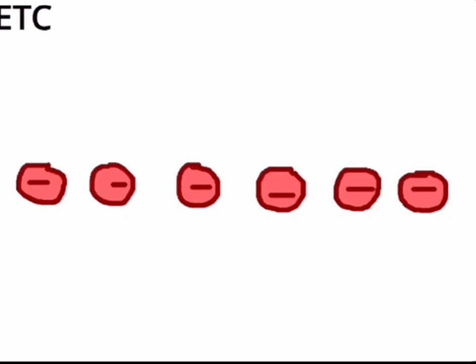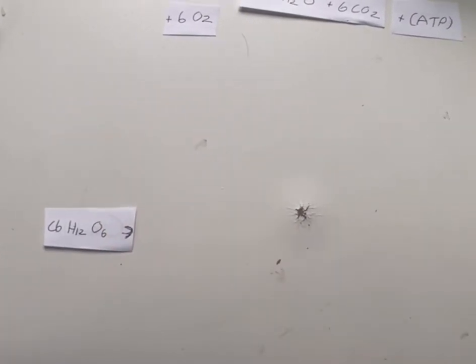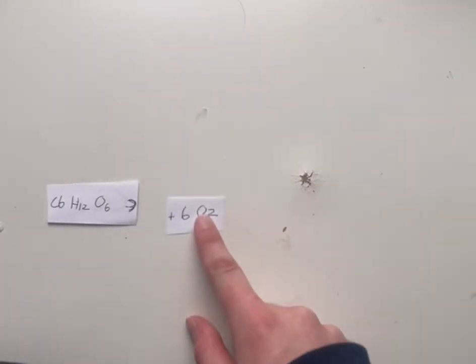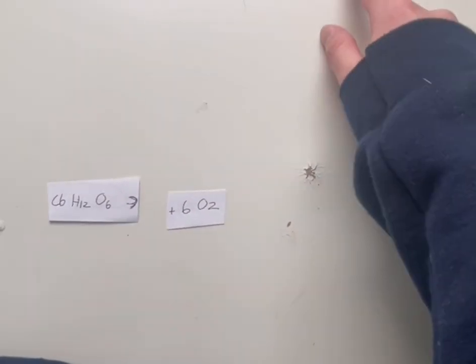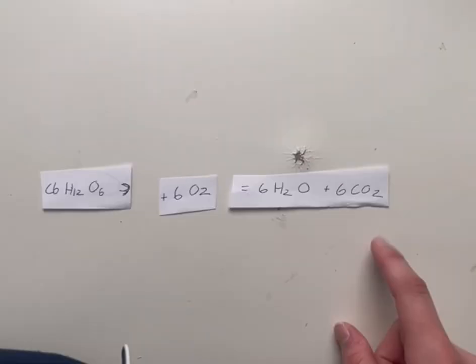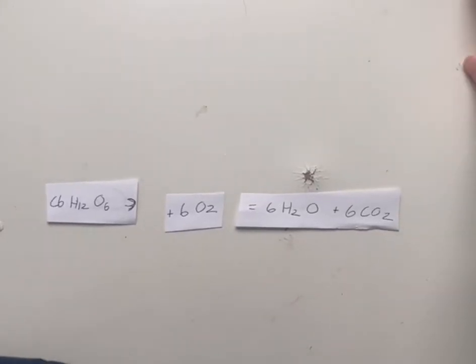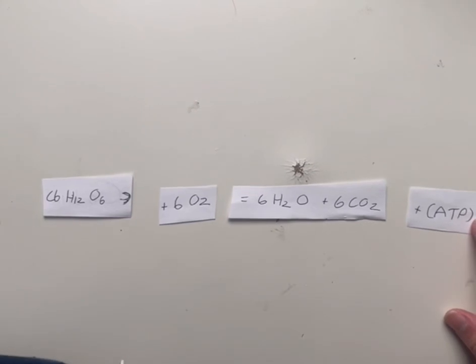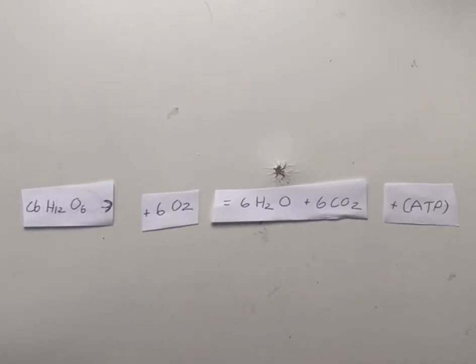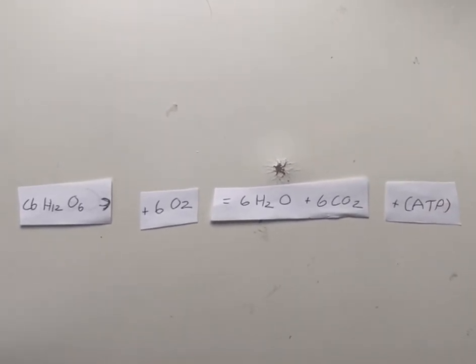Lastly, ETC happens, where oxygen is used to create a huge chain reaction from the electrons, making a ton of ATP. This is the equation for cellular respiration. You need the glucose molecule from earlier, 6 molecules of oxygen, and that makes 6 molecules of water and 6 molecules of carbon dioxide. As well as that, it also gives you ATP, around 34 to 38 to be exact.